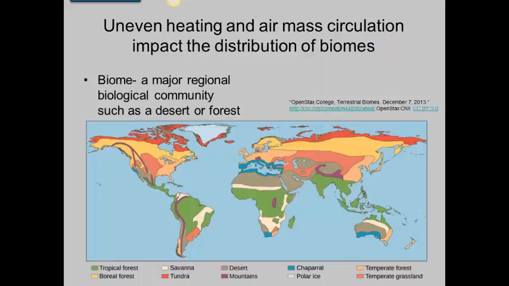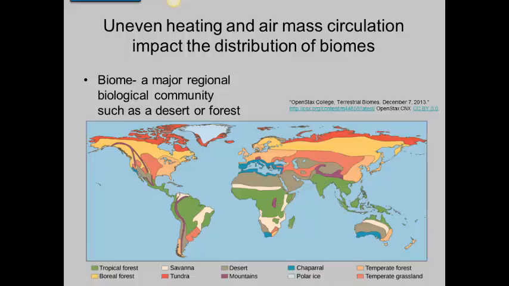The uneven heating and patterns of precipitation driven by air mass circulation are hugely important in determining the distribution of biomes globally. You saw this map of biome distribution in your reading for this week. Recall that a biome is a major regional biological community, such as a desert or a forest.